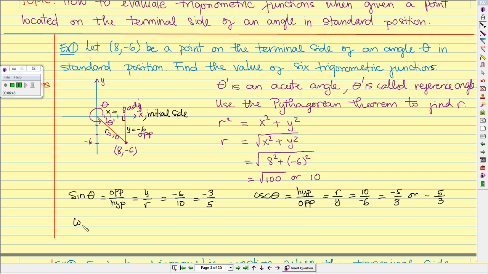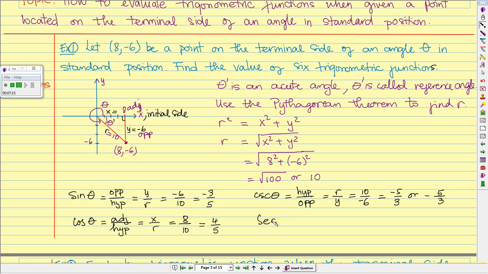So now we're going to move on to the next one. Cosine of the angle theta is adjacent over hypotenuse. Adjacent is x, hypotenuse is r, so substitute, and it's 8 over 10. We reduce the fraction, so it will be 4 over 5.